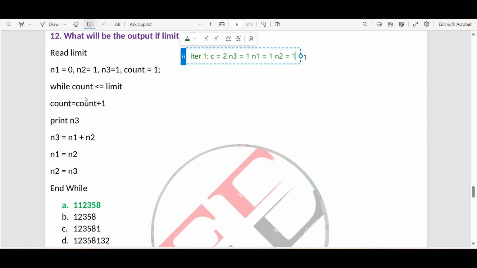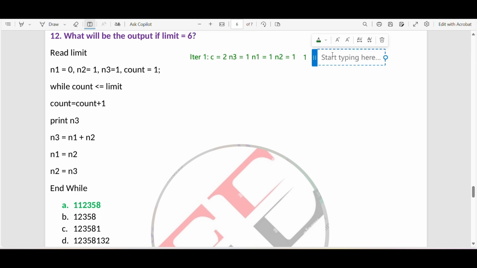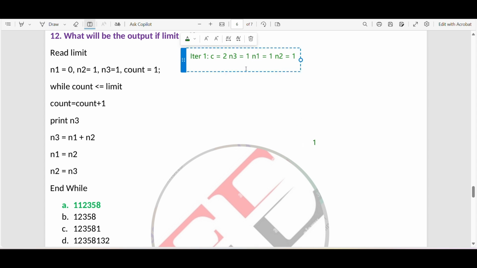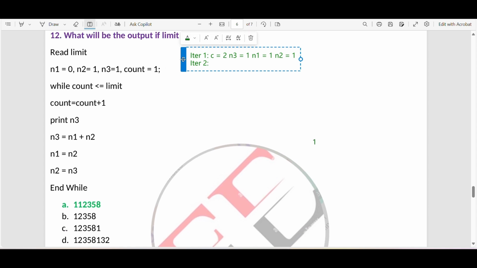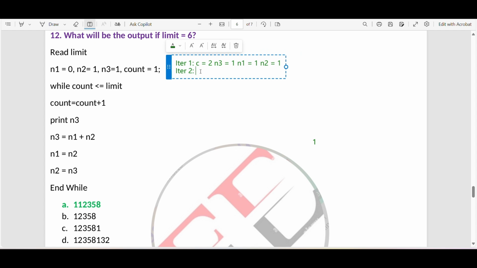And next we are again going to iteration 2. Let me put it here. So here we are having iteration 2. In iteration 2, what is the value of count now? It is 2, right? So 2 is less than or equals to 6. The value of limit is 6, right? So now count is again incremented, so it became 3.